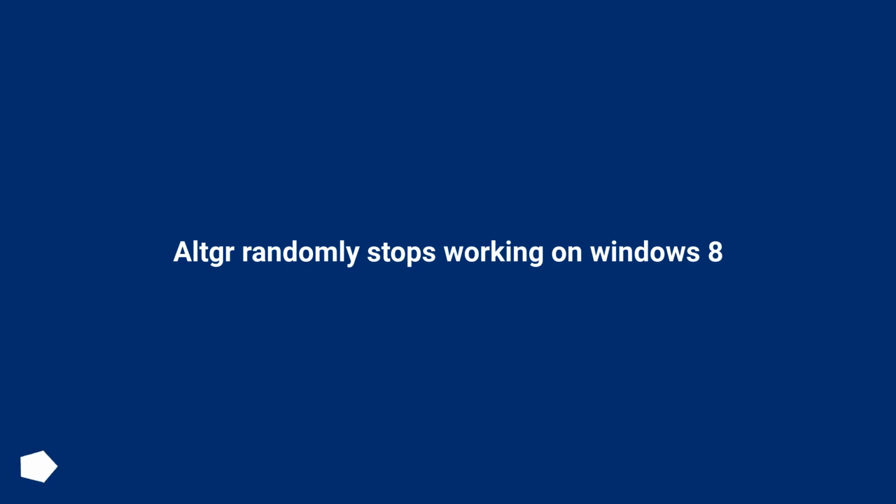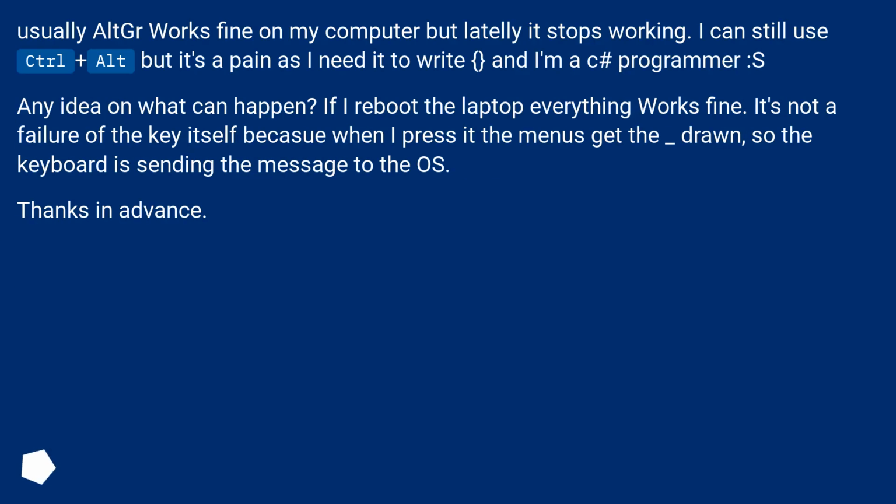AltGr randomly stops working on Windows 8. Usually AltGr works fine on my computer, but lately it stops working. I can still use Ctrl+Alt, but it's a pain as I need it to write, and I'm a C# programmer. Any idea on what can happen?